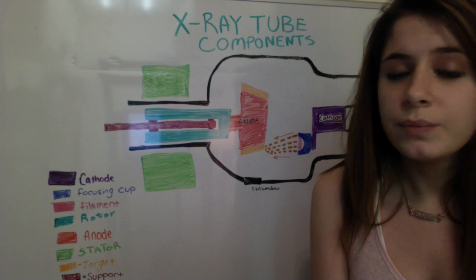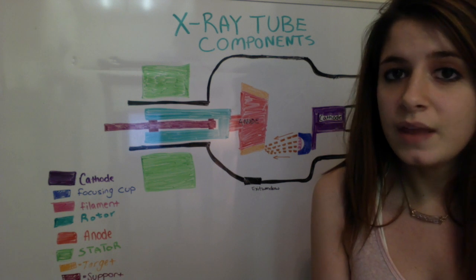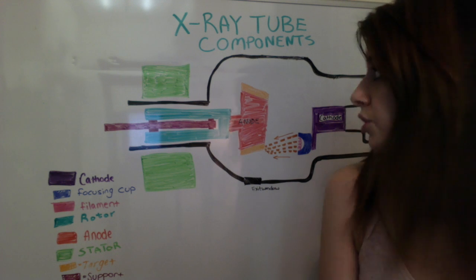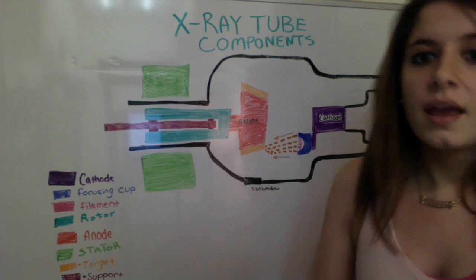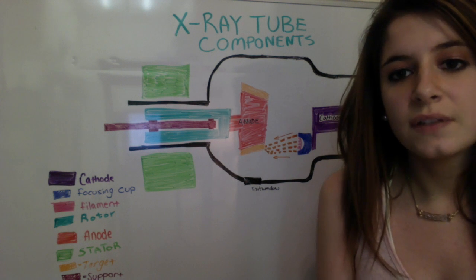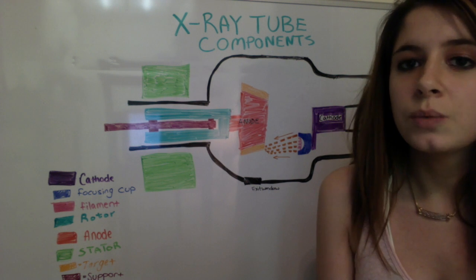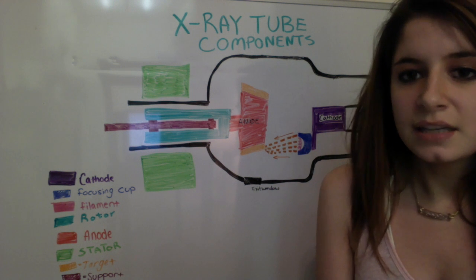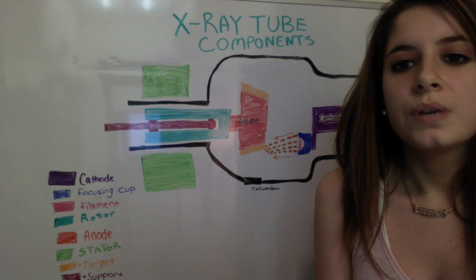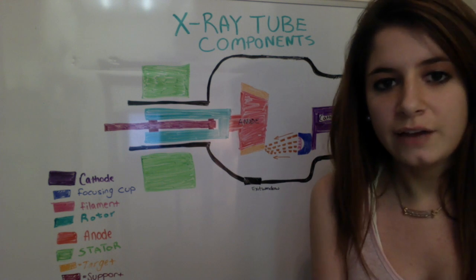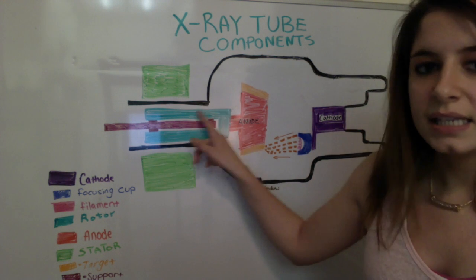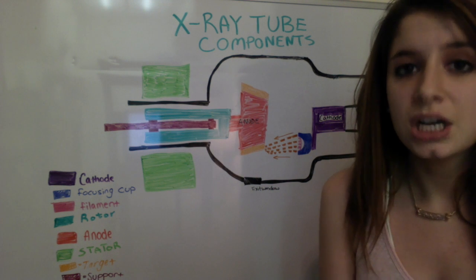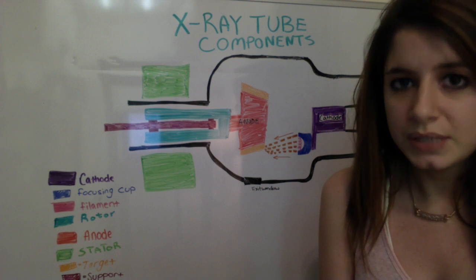There are two other components, one inside the tube and the other outside. The stator is the part outside of the enclosure, which is shown here in green. And it consists of a series of electromagnets equally spaced around the neck of the tube. And the rotor is the part inside the tube enclosure, consisting of a copper and iron shaft. And it's shown here in teal. These two components create an electromagnetic induction motor that's responsible for rotating the anode.